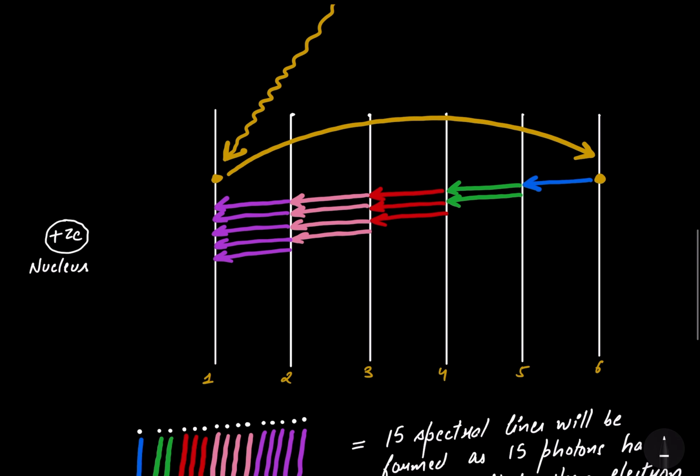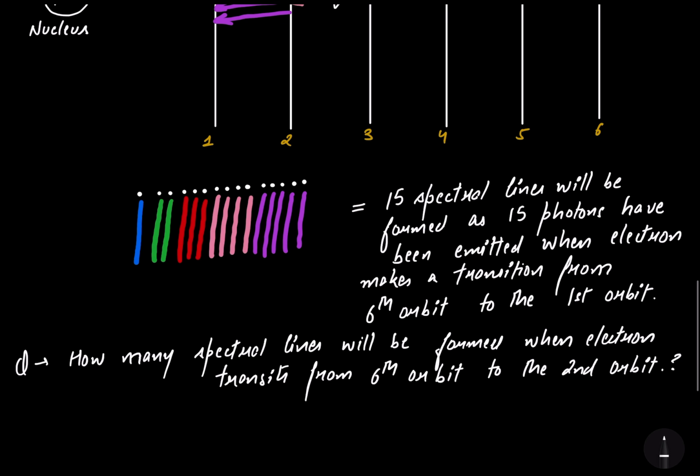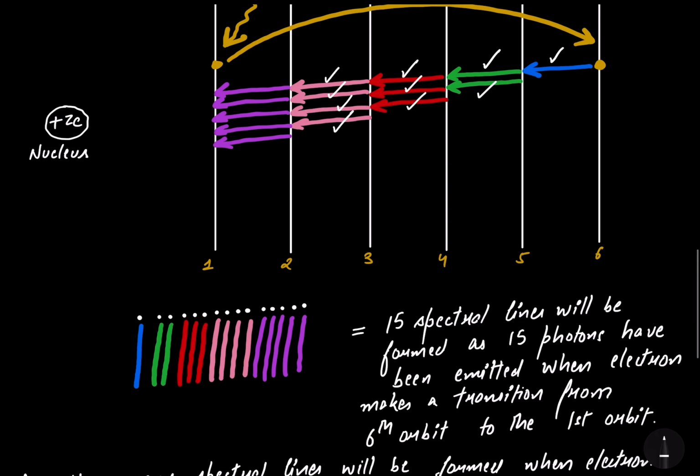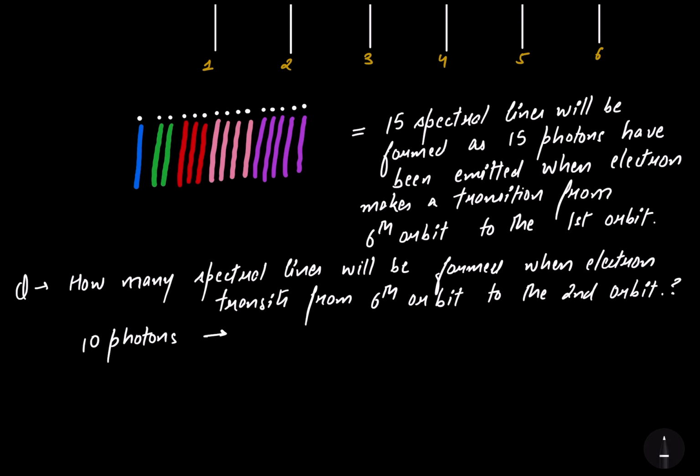Let's come back to the diagram. Let's count the number of photons when the electron comes from sixth orbit to second orbit. See the diagram carefully. The first photon, second, third, fourth, fifth, sixth, 7, 8, 9 and the 10. You got the 10 photons emitted when the electron makes a transition from sixth orbit to the second orbit. So you will get the 10 spectral lines.